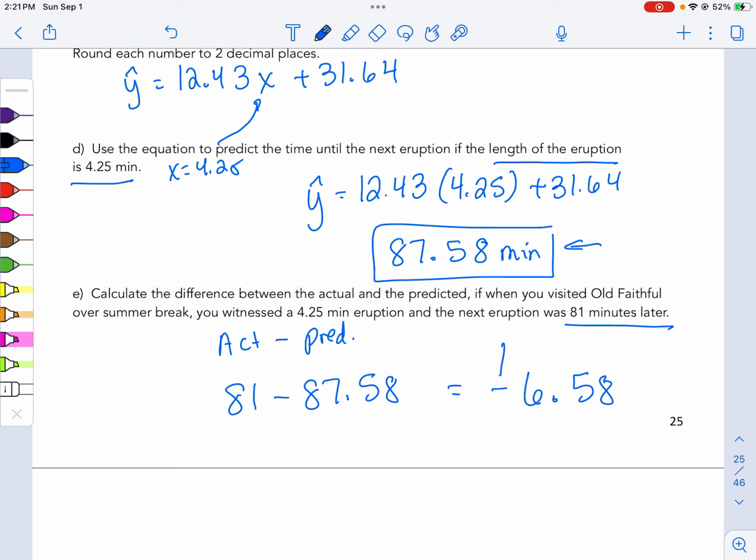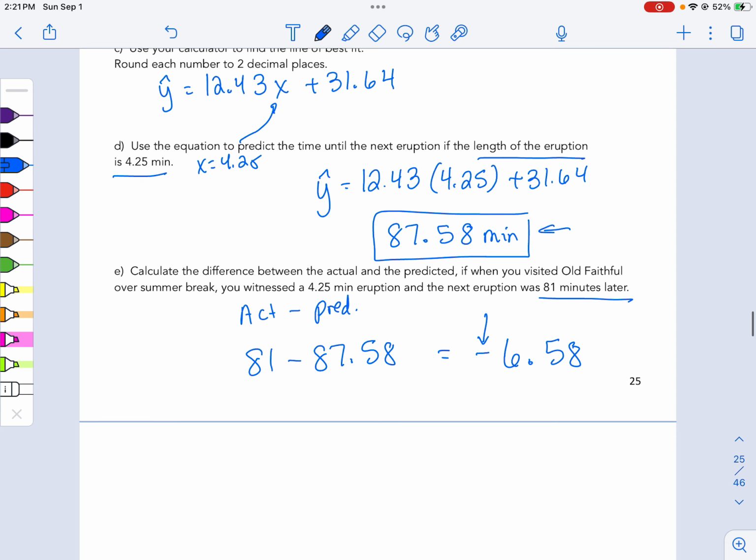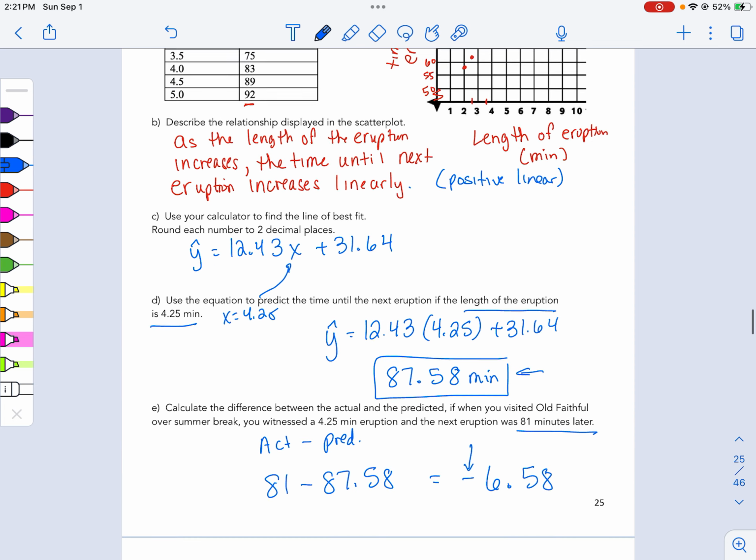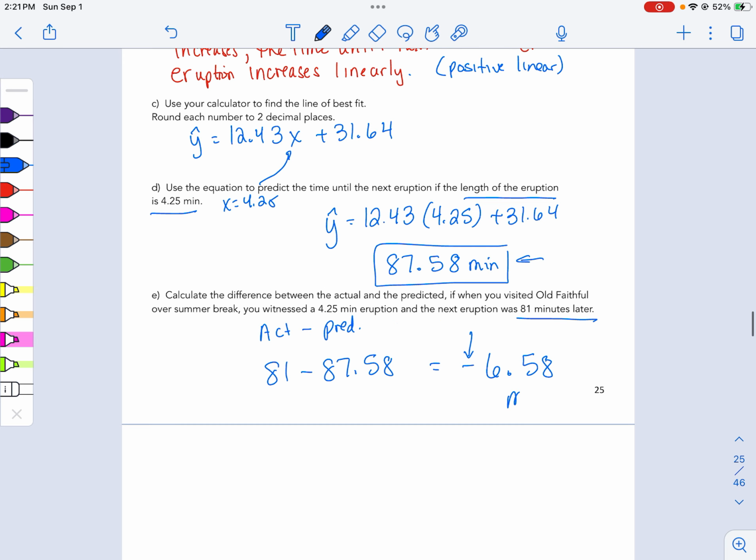Now remember, the negative sign just tells us that it was below, right? Because our prediction was above what it actually was. Okay, and then that was calculated in minutes. So we're going to say 6.58 minutes. You can keep that negative sign in there, or you could just say the difference was 6.58 minutes. We predicted that it was going to be longer, and it was only 81 minutes. All right, so that is it for today.